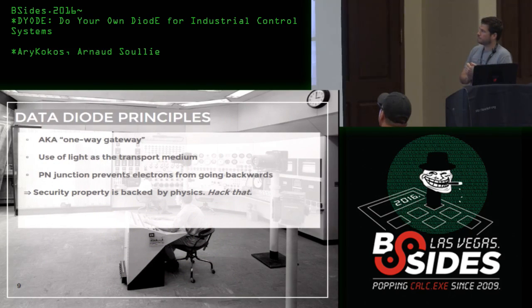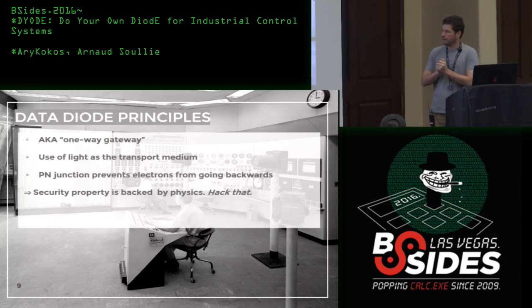Data diodes, you can also call them one-way gateways. They use light as the transport medium, and you can use some of the specific properties of the optical components to have a very secure connection. Why? Because when you use light as the medium, you will have, on one side, a light-emitting diode that will create a light that's going to go through the optical cable.